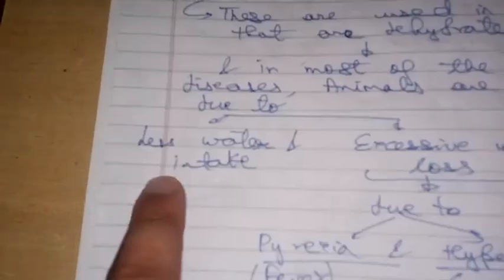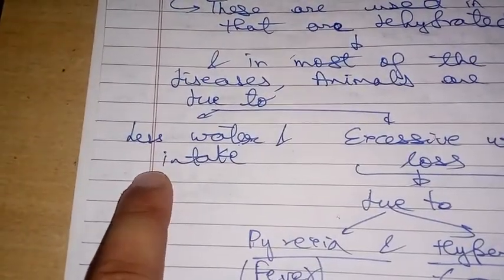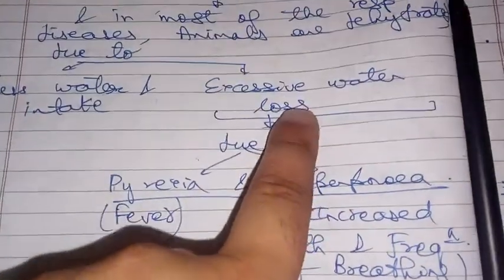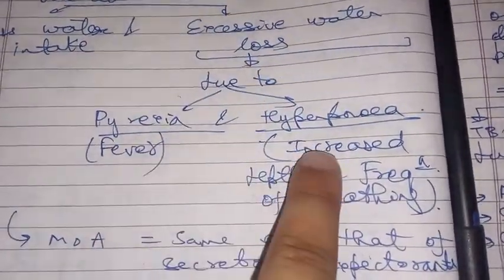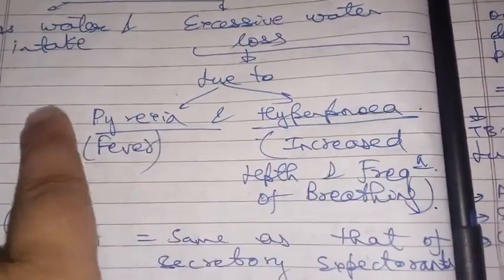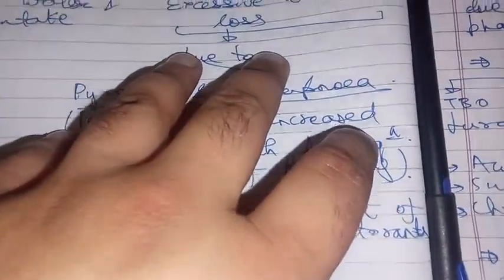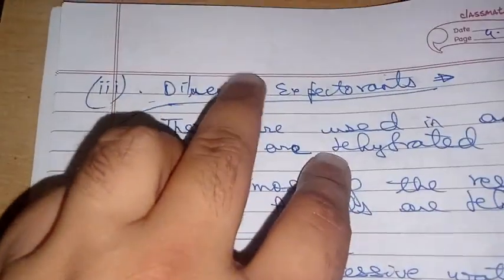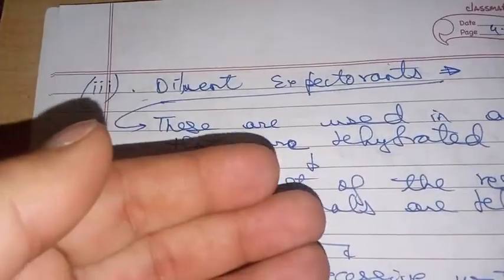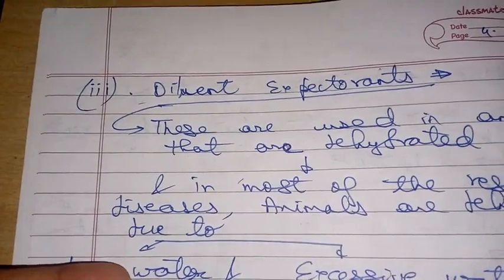Less intake of water, as you already know, because the animal is in a disease condition. But there will be excessive loss of water as well because of pyrexia and hyperpnea. Pyrexia, as you know, is the medical term for fever. Hyperpnea is the increased depth and frequency of breathing. Just to compensate for these water losses and dehydration in the animal, we need diluent expectorants, which will perform the function of an expectorant as well as hydrate the animal.